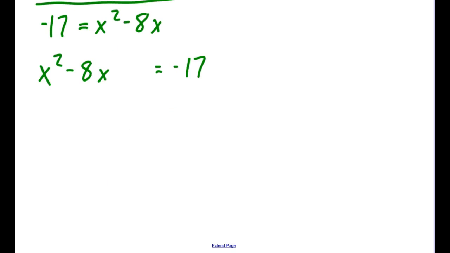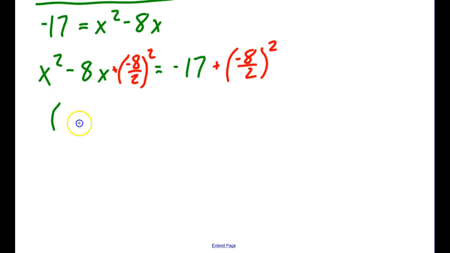Now we need to add a value of b over 2 quantity squared to both sides of the equation. So I'm going to add, my b value is -8. So I have -8 divided by 2, that quantity squared. If I add that to the left side, we have to add it to the right side of the equation as well. The reason we add that value is because it's going to create a perfect square trinomial on the left side of the equation, meaning this will factor into some binomial squared.